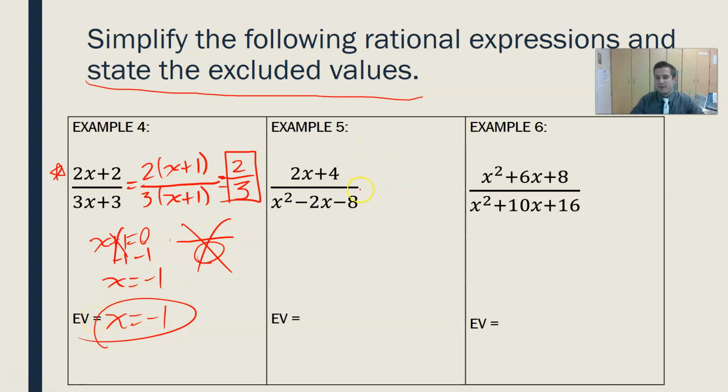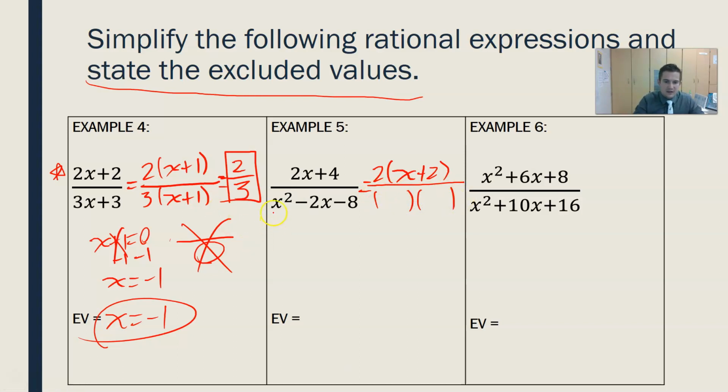Let's look at example 5. In the numerator, can I take out a greatest common factor? Well, I can take a 2 out of both of those and be left with x plus 2. In the bottom, is there a greatest common factor? There's not a greatest common factor, but this is a quadratic expression. I can factor a quadratic expression and split it into 2 individual factors being multiplied together.